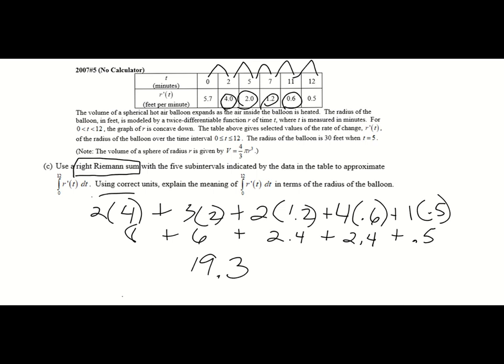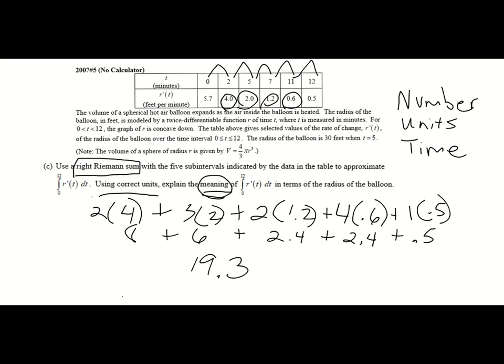Next, using correct units, explain the meaning of the integral from 0 to 12 of r prime of t dt in terms of the radius of the balloon. So, an important acronym that you can use to help you whenever it says to explain the meaning in an AP Calculus problem is that you're going to need to include the number. What number are we talking about? The answer to this problem, 19.3. You're going to need to include the units, which in this prompt it actually tells you to include correct units, but guess what? If they had left that off and still said explain the meaning, units would have to be included without that reminder. You need to include time.